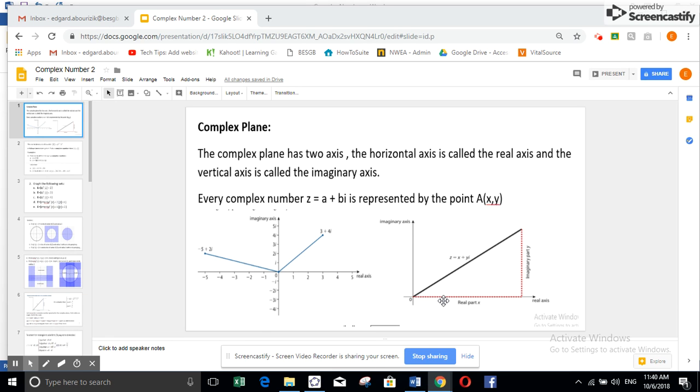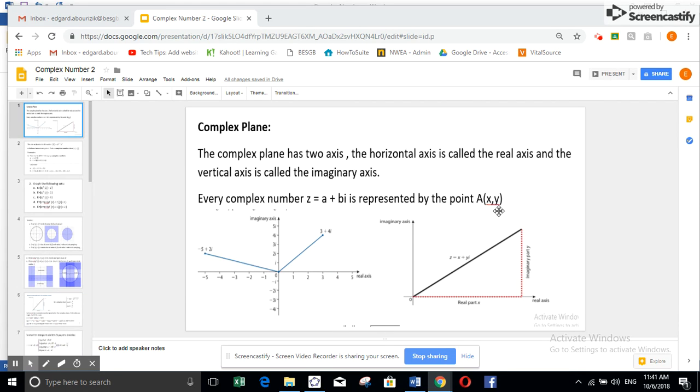Hello, grade 11 students. We're going to continue the complex numbers, but now we're talking about the complex plane. If you have a complex number z equal to a plus ib, we know that i is root minus 1, a is the real part of z, and b the imaginary part. This complex number can be written as a point A whose coordinates are a and b, or x and y.